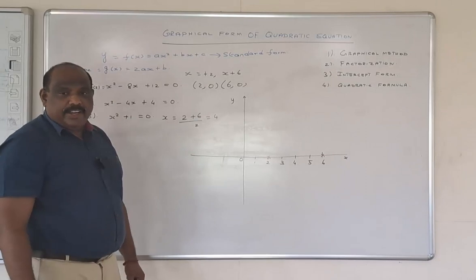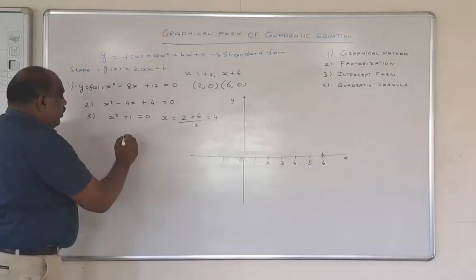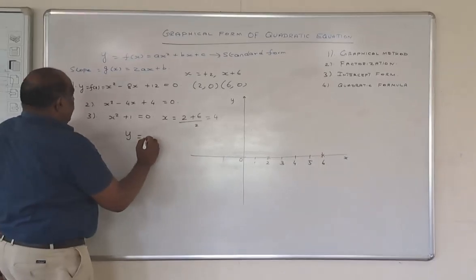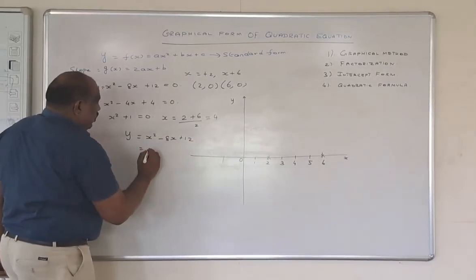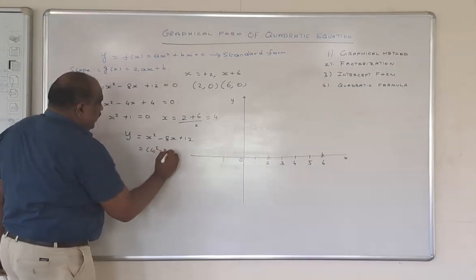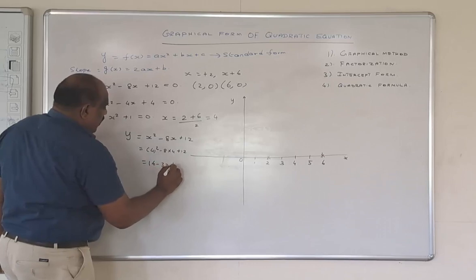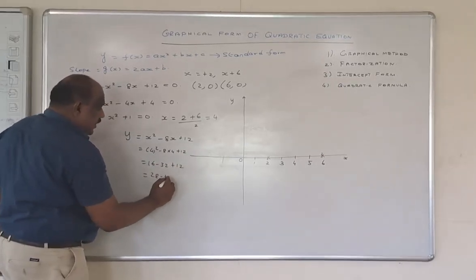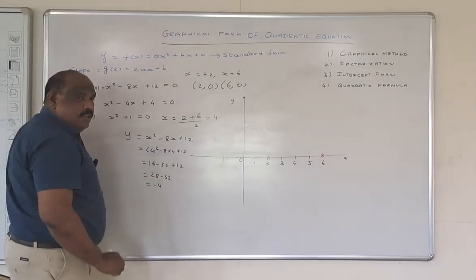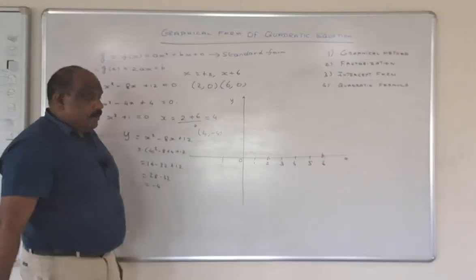What is the value of y? How to get it? Put the value of x in this equation. So y equal to x squared minus 8x plus 12. So y equal to 4 squared minus 8 into 4 plus 12. So it's 16 minus 32 plus 12. So it is 28 minus 32, isn't it? So the value is what? Minus 4. So what are the coordinates now? 4 comma minus 4.